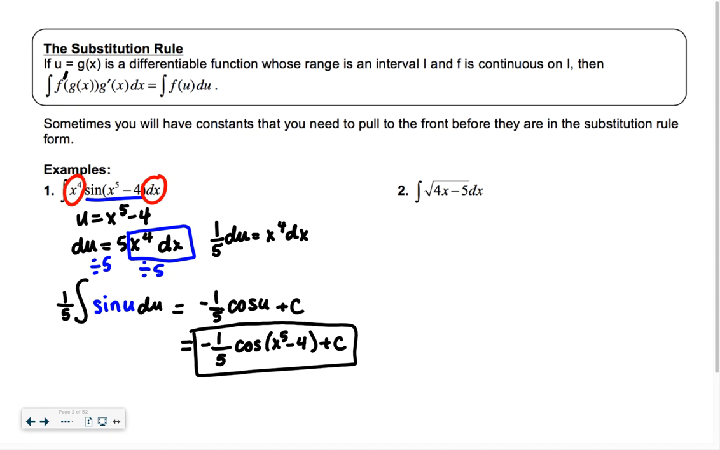The next one, u, 4x minus 5, du is 4, so we're going to tack on the dx. We don't have a 4 dx that I'm trying to replace, right? So what's my next step? Yeah, I would divide that 4 over, so 1/4 du equals dx.